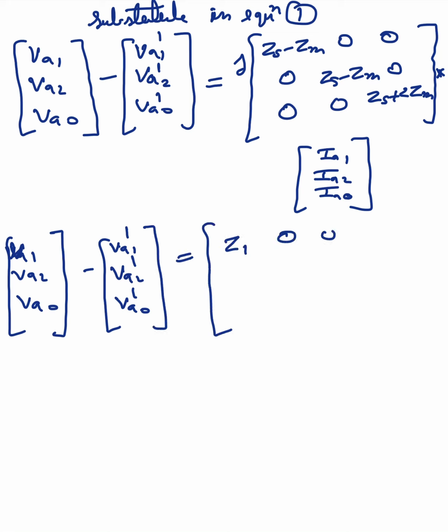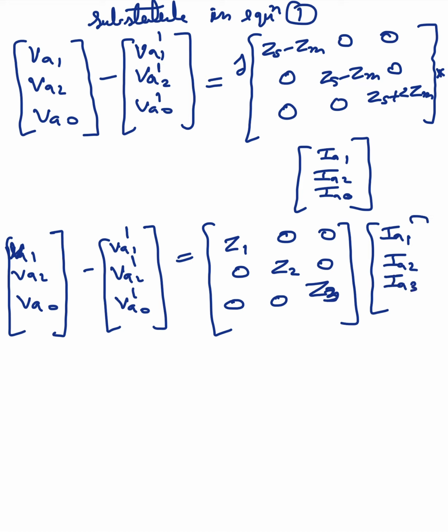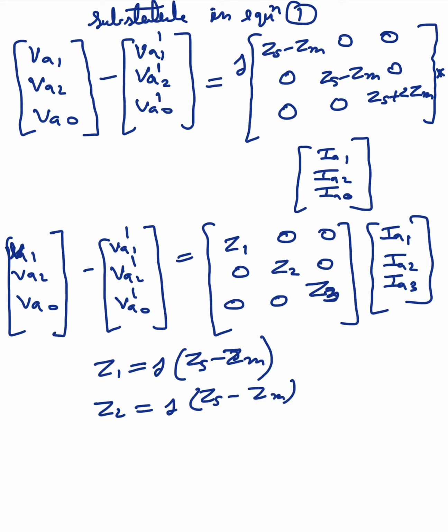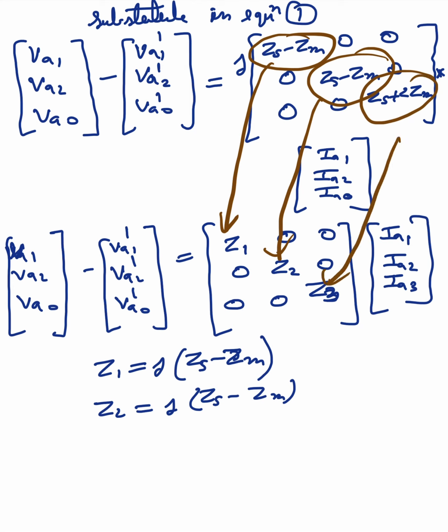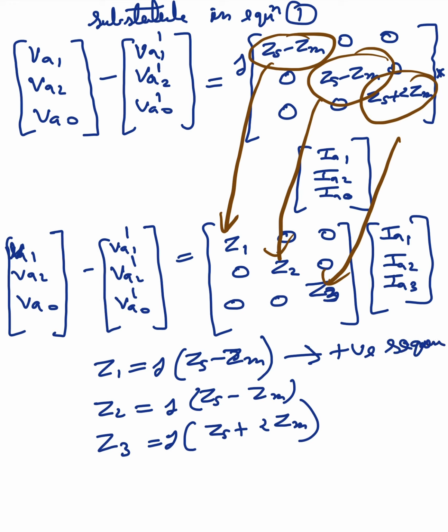So Va1, Va2, Va0 minus Va1 dash, Va2 dash, Va0 dash is equal to Z1 0 0, 0 Z2 0, 0 0 Z3, multiplied with Ia1, Ia2 and Ia0. Z1 is equal to Zs minus Zm, and Z2 is also Zs minus Zm. So Z3 is equal to Zs plus 2Zm. This is the positive sequence impedance, this is the negative sequence impedance, and this is the zero sequence impedance.